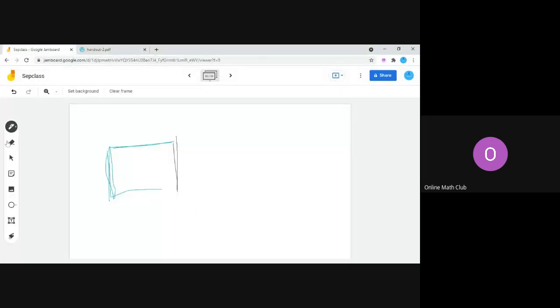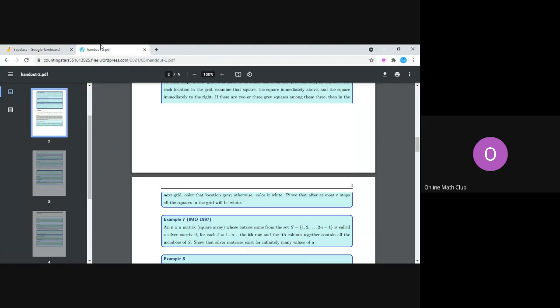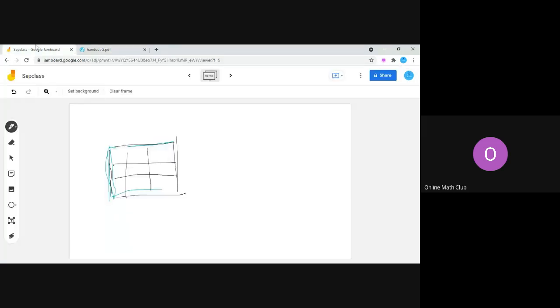Okay, let me try to do something about this. Time for drawing on the screen. I was just about to draw 3 into 3 and try a few things out, see if 3 into 3 works.